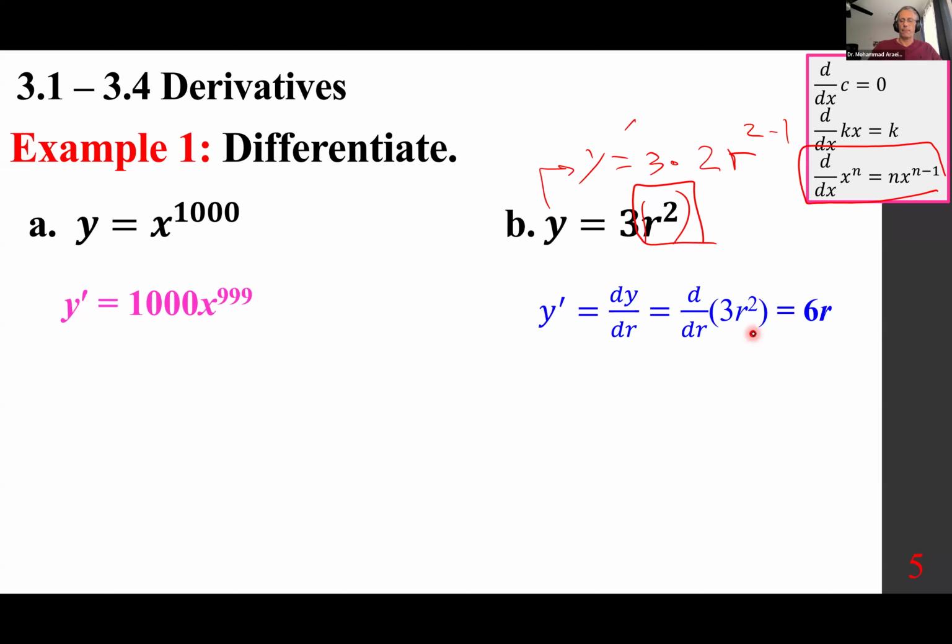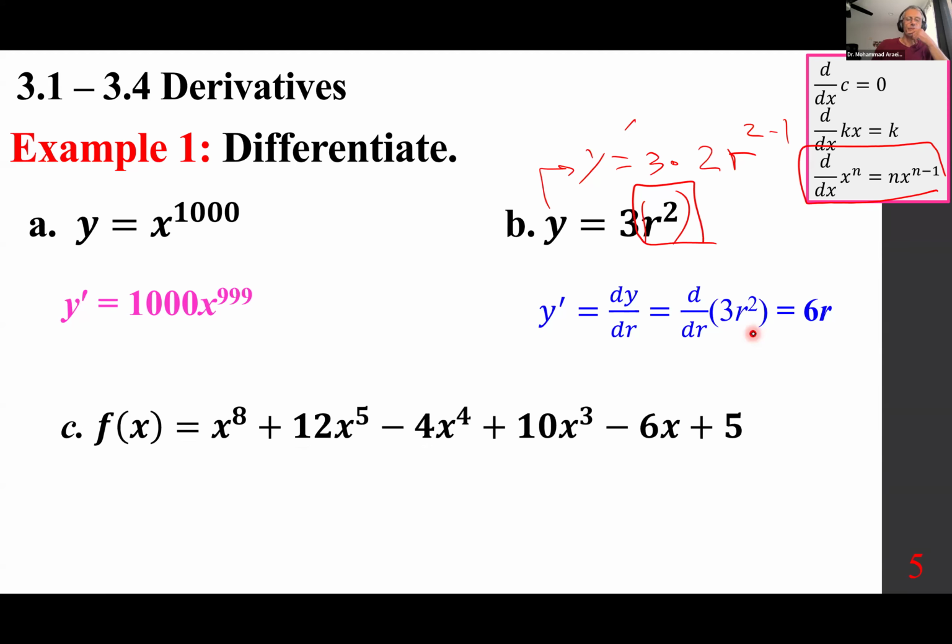This is the notation. Finally, for this page, we are going to take the derivative of f of x, which contains 1, 2, 3, 4, 5, 6 terms. And so we go one by one. First, this is 8 x to the power of 7. Then 12 times, this gives you 5 x to the power of 4. So 5 times 12, 60 x to the power of 4. Negative 4 times 4, negative 16 x cubed. Positive 10 times 3, 30 x squared.